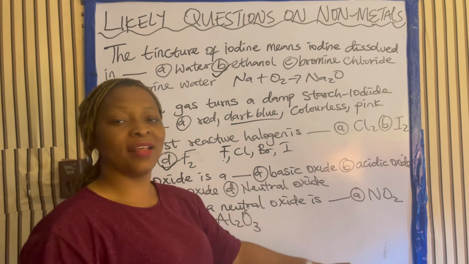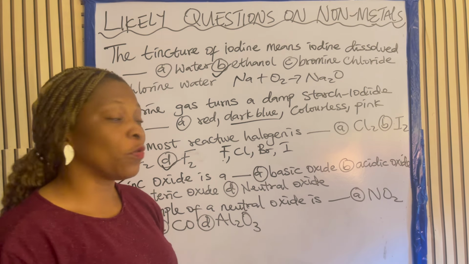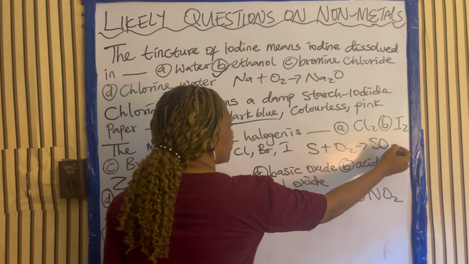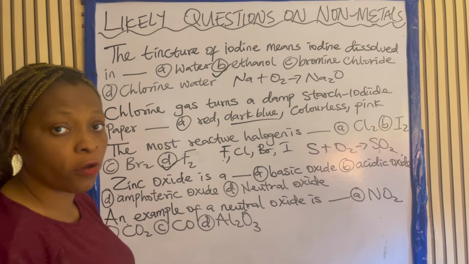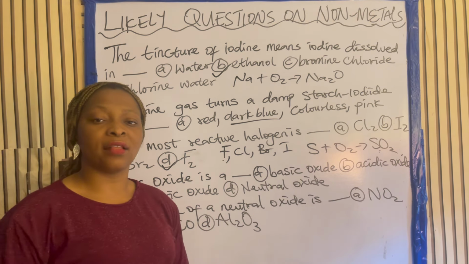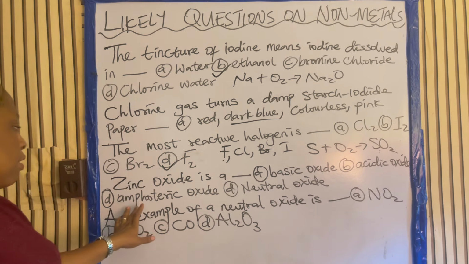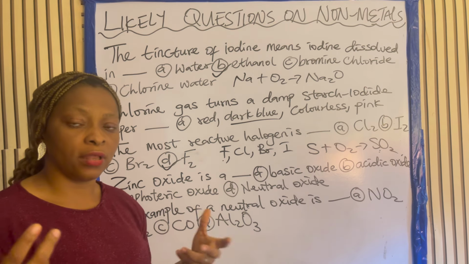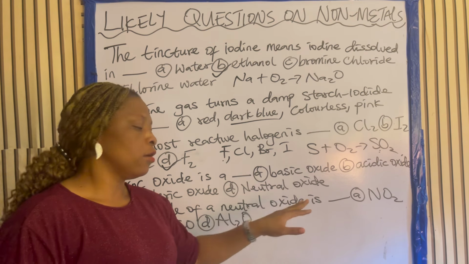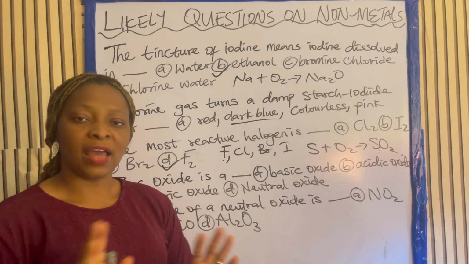Then acidic oxide is the marriage between oxygen and a non-metal. Example, sulfur plus oxygen will give you sulfur 4 oxide. This is an acidic oxide because sulfur is a non-metal. Then amphoteric oxides are oxides that exhibit both basic and acidic properties. So we call those ones amphoteric. They are dual depending on the situation. They can be acidic and they can be basic. Then neutral oxide is simply what? Oxides that are neutral to litmus.